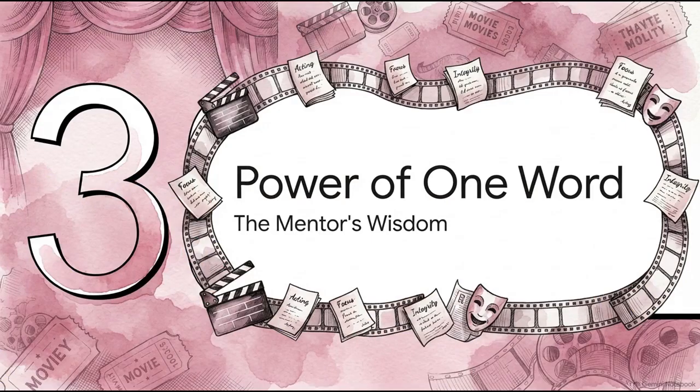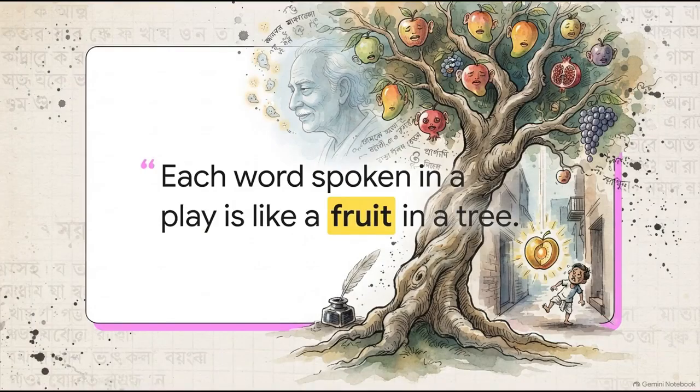Section 3. The power of one word. The mentor's wisdom. While he's standing there in the stifling heat, genuinely contemplating just sneaking away, a faint memory stirs in his mind. He remembers the saintly advice of his old mentor, Gogun Pakrashi, a wonderful actor who didn't have a single trace of vanity.